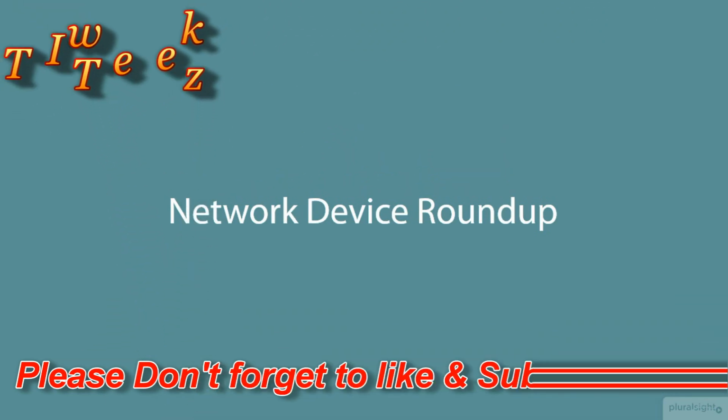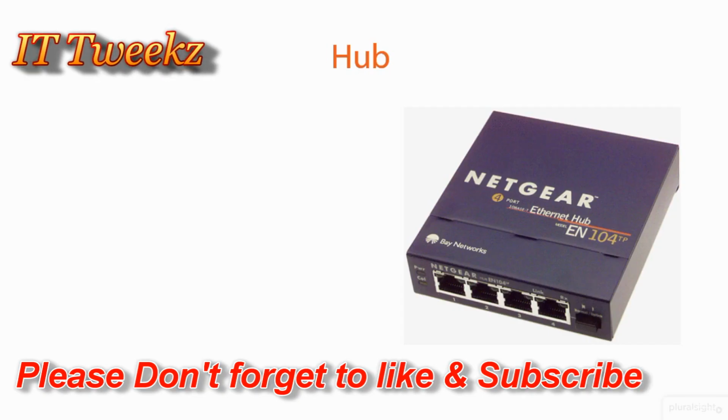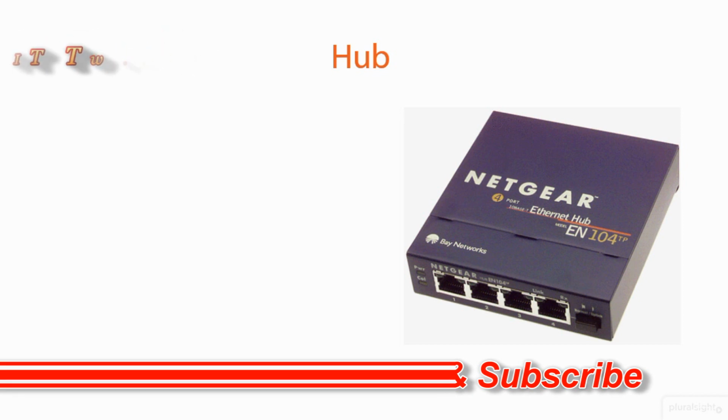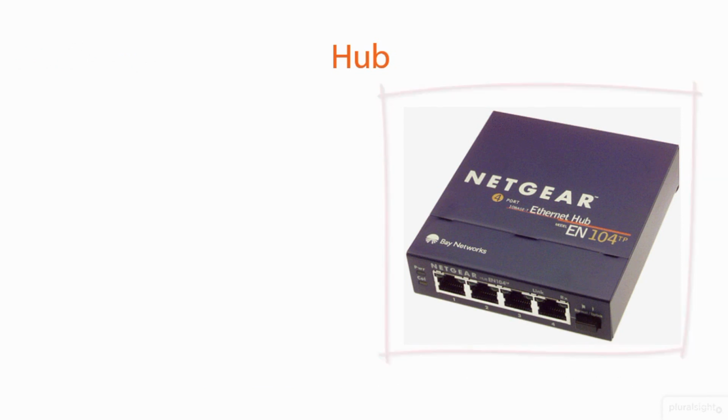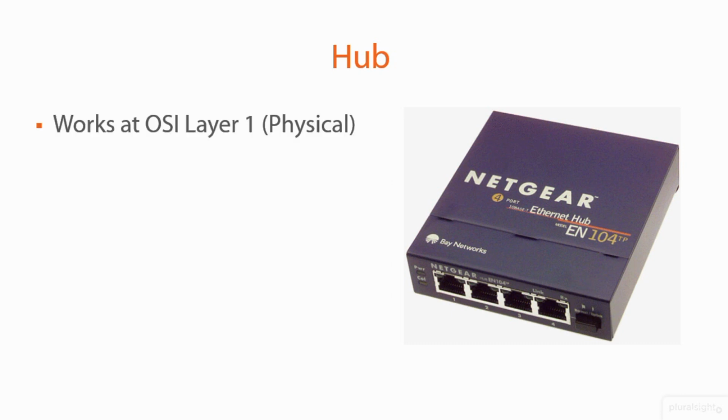Network device roundup. As I said, we're going to take network connectivity devices from soup to nuts, beginning with the antiquated hub. You see a Netgear model off on the right here. Now, you're going to have to look quite hard to find a hub nowadays. They've been supplanted by the switch for many years now. A hub is a means of connecting computers on an Ethernet network segment that operates on OSI Layer 1, physical.